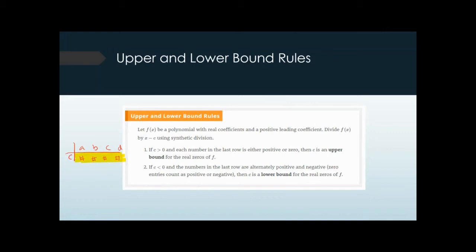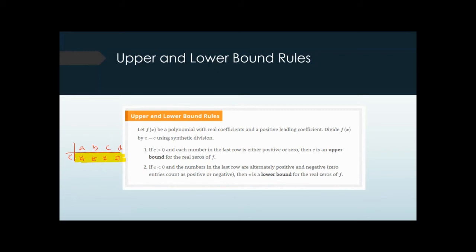So let's say we had our list and we had zeros up to 8 possible. We had like plus or minus 1, 2, 4, and 8. If I had 2, did my synthetic division, and everything was positive or 0, that means I don't need to check 4 and 8 because there's not one bigger than that. So this is another theorem, or a rule, to help you narrow down your choices.